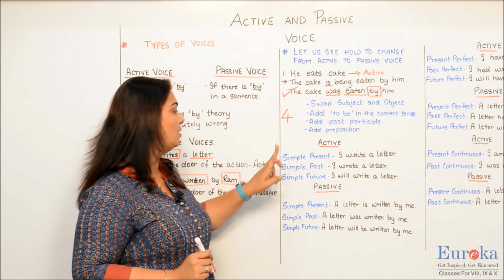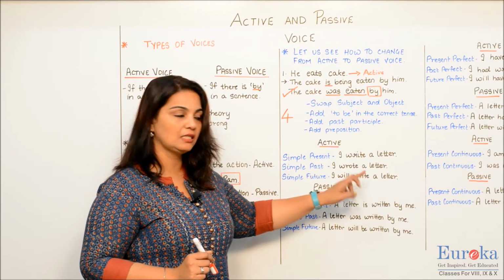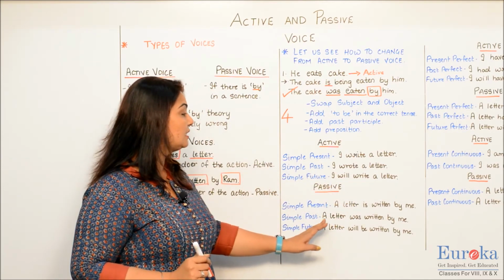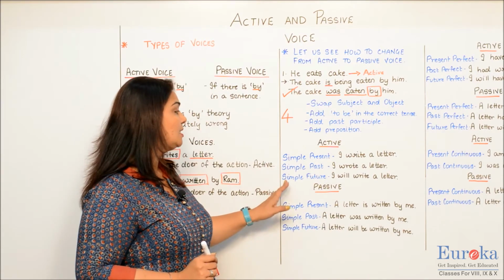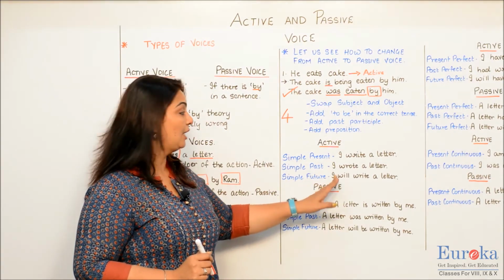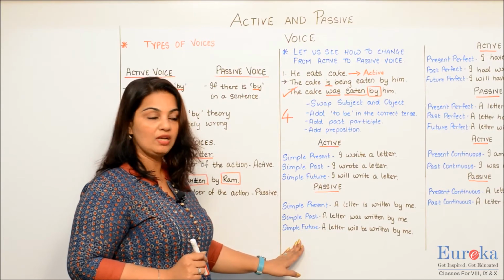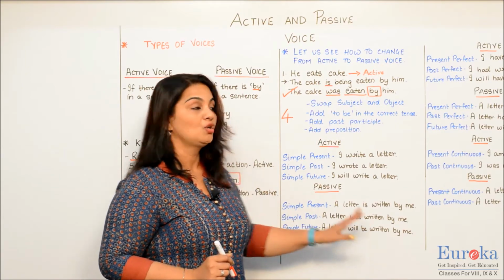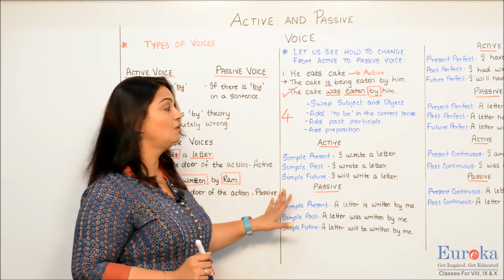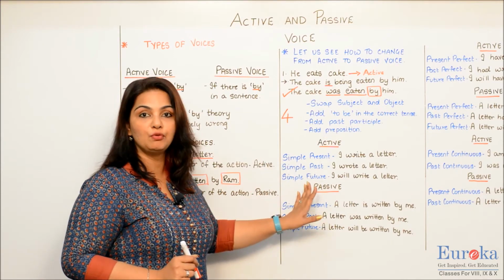In the same manner, we see the next one, simple past. "I wrote a letter." Over here, "A letter was written by me." The third, simple future. "I will write a letter." Over here in the passive voice, it is "A letter will be written by me." So this is the definition of a simple present, simple past, or a simple future tense.